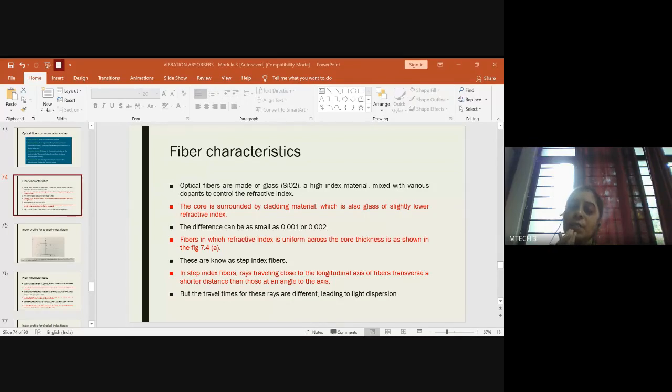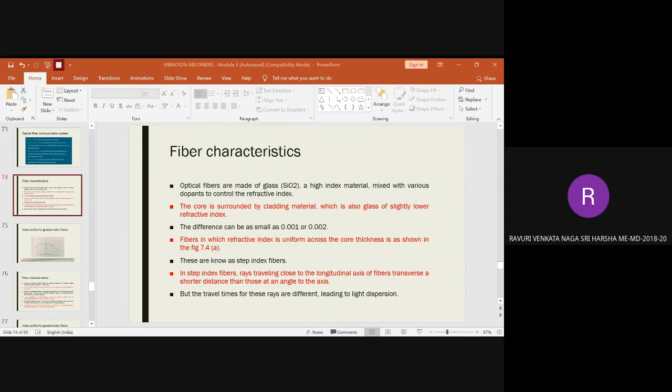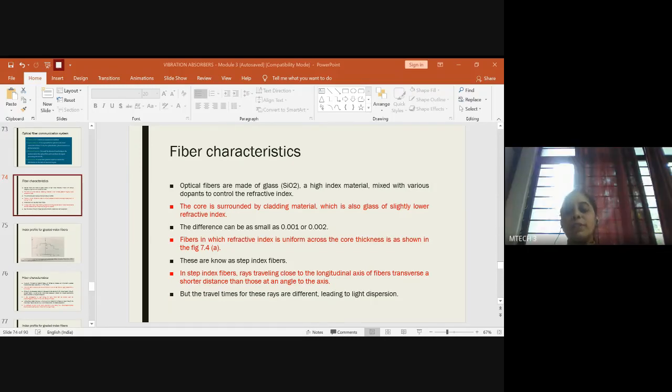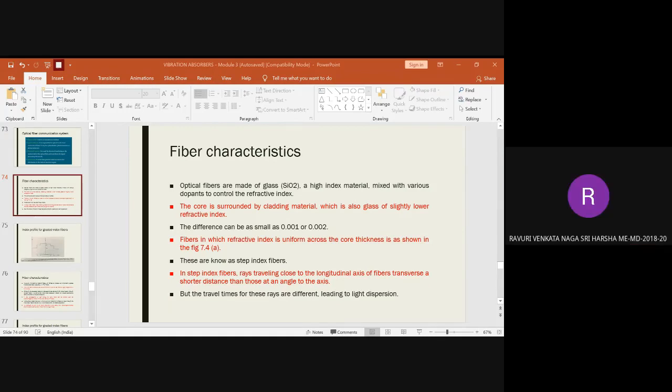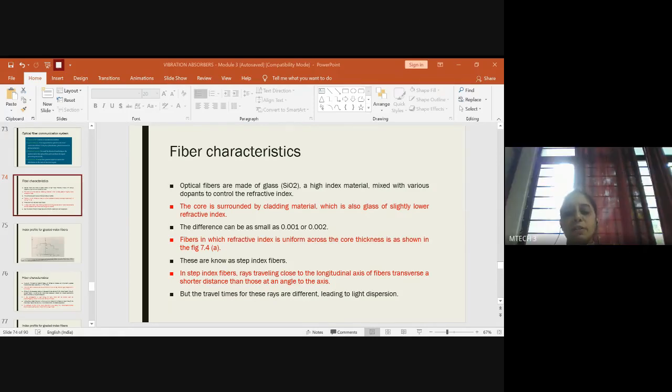Number of modes usually comes in vibration absorbers, what we did in the last class. Okay, active vibration controller we dealt. So here we speak about the refractive index, the ratio of the refractive index of the core as well as the cladding. So how you optimize the incident angle. And we dealt about numerical aperture. And lastly, we dealt about the classifications also.